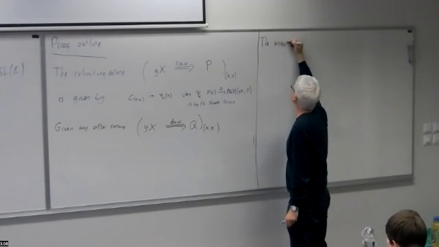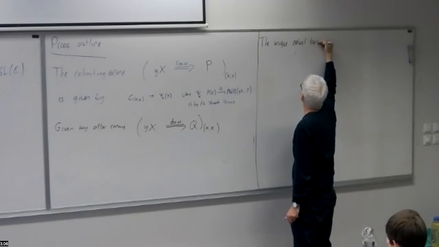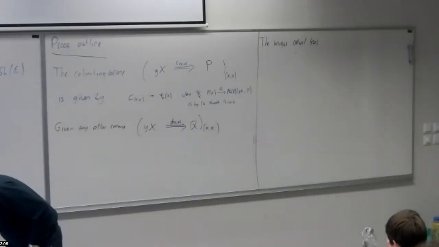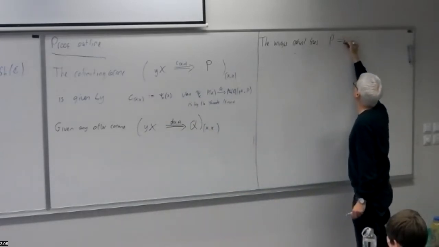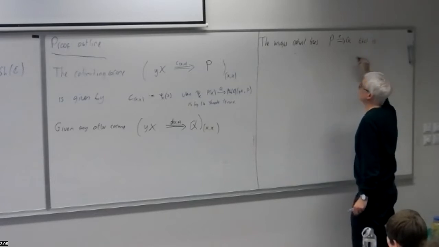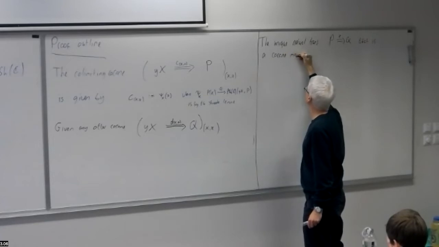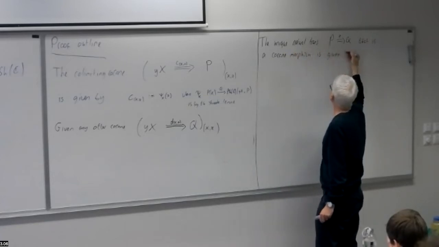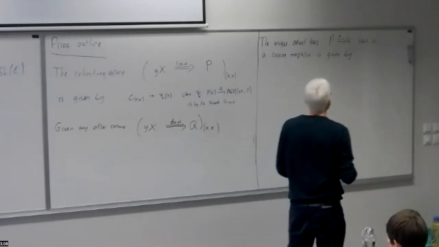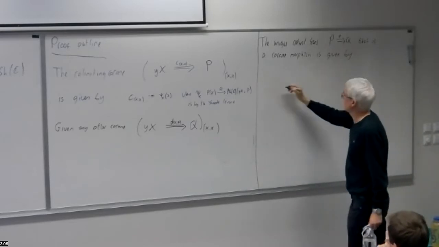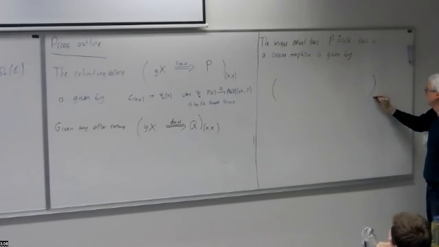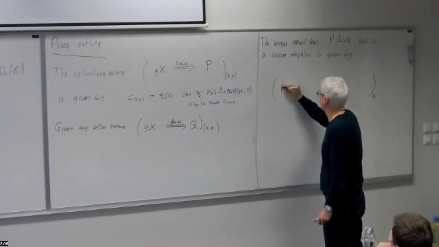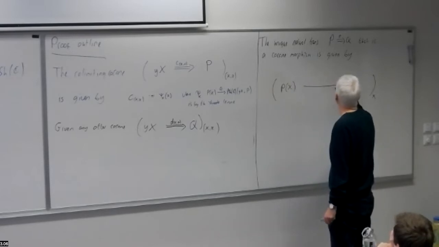So the unique natural transformation, let's see what I call it in my notes, E, from P to Q, that is a cocone morphism. It's given by, so this is a natural transformation in the category of Presheaves. So we want to give a family of maps indexed by objects of the category C. And we need to go from P of X to Q of X.